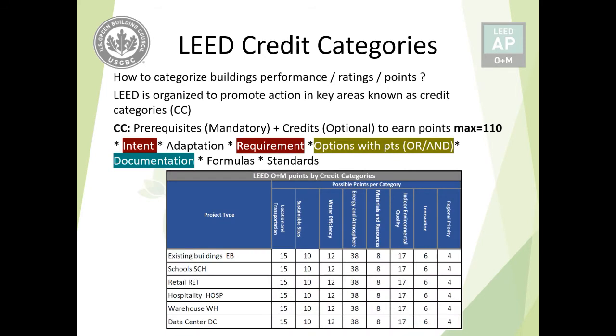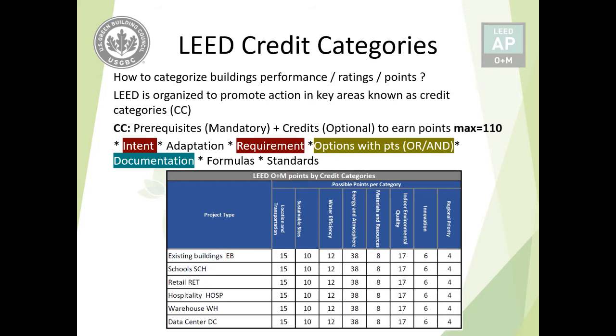For the LEED credit categories, the structure is similar. We have a prerequisite for the category, then we have credits to earn the points. The maximum number of points in LEED O+M is also 110. The intent, adaptation, requirement, options with the points. The relationship between the options could be 'or' and 'and'. You can go for either one of the options or both the options. The documentation, there are certain standards, the formulas. We'll be discussing it one by one.